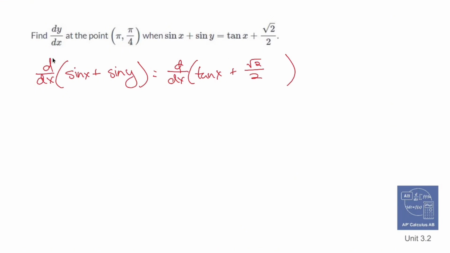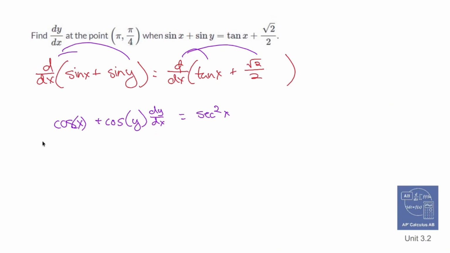The derivative with respect to x of sin x is cos x. No big deal, you know that. The derivative of sin y is cos y, but since we're taking the derivative of a y with respect to x, we have to attach dy/dx to it. That's going to equal the derivative of tan x, which is secant squared x. No attachments because we're taking the derivative of an x with respect to x. And the derivative of a regular old number is nothing.